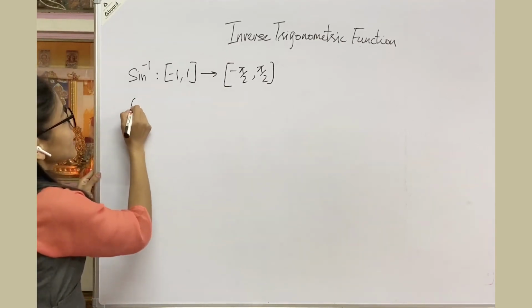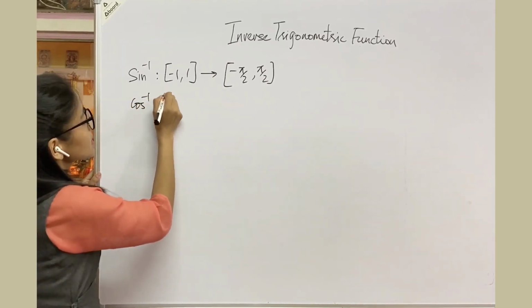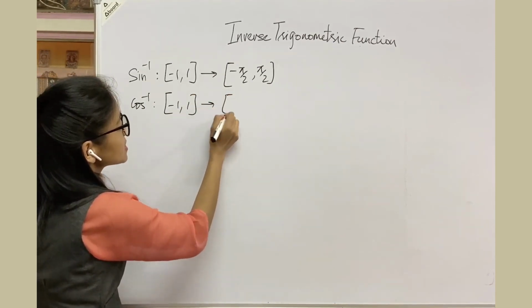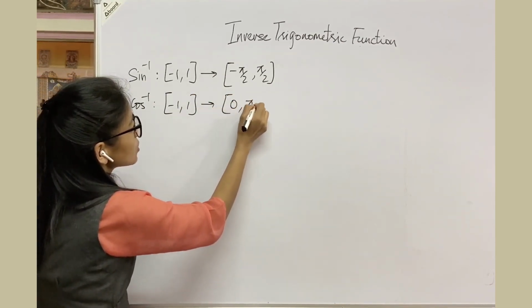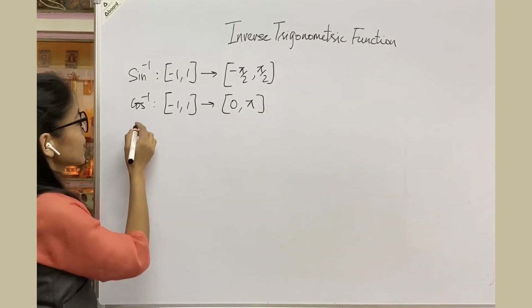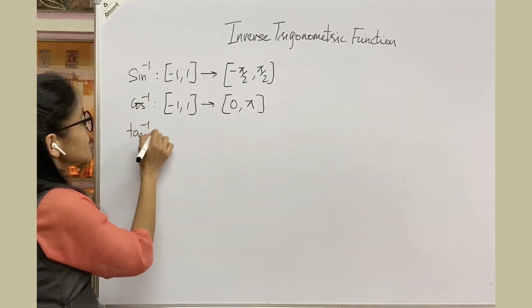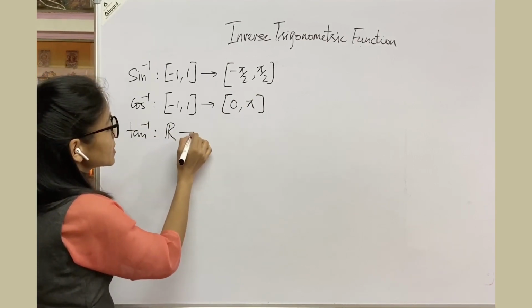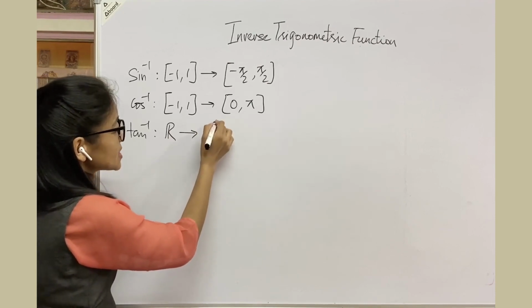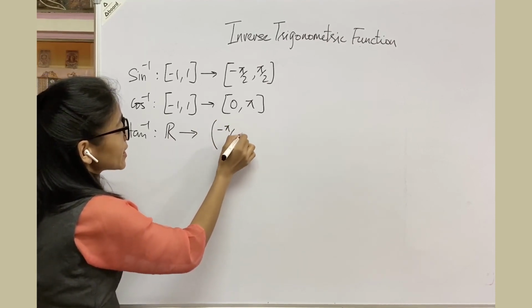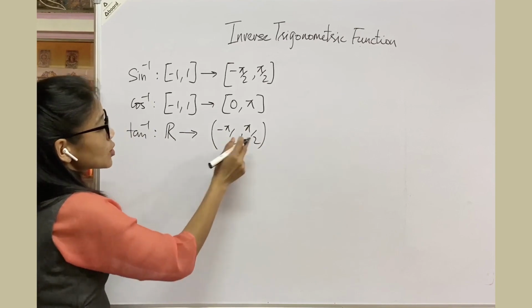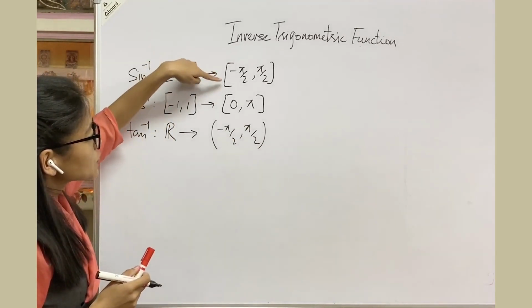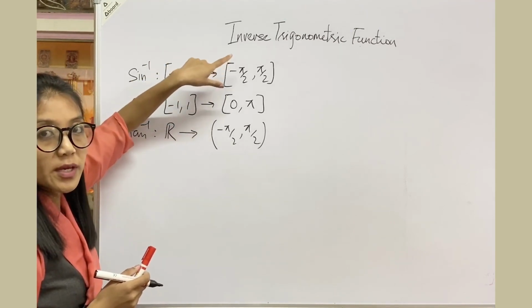Then we have cos inverse. Its domain is the same, closed interval -1 to 1, and its range, or the principal branch, is the closed interval 0 to π. Then we have tan inverse, of which the domain is the set of all real numbers, and its principal branch is the open interval -π/2 to positive π/2.